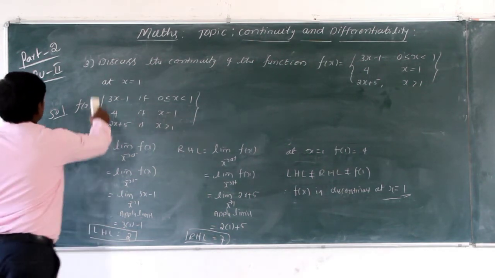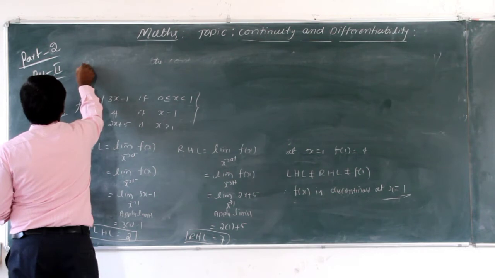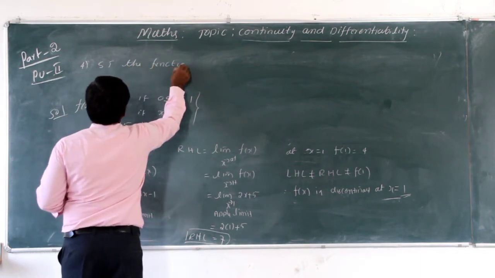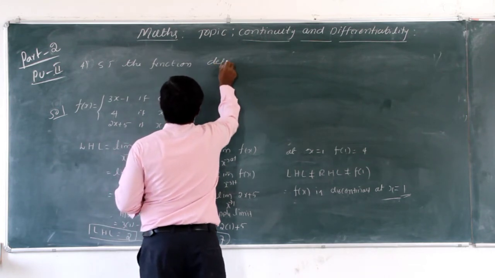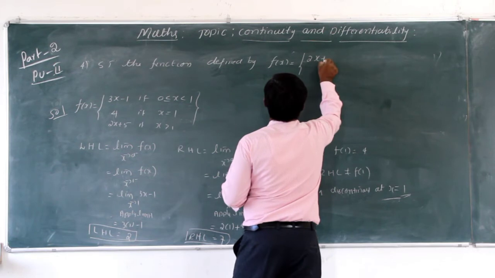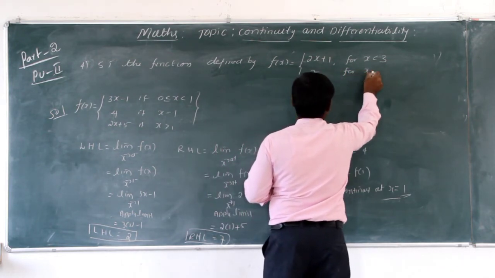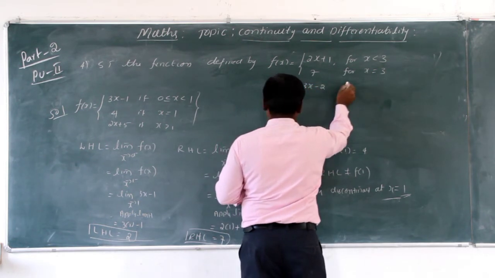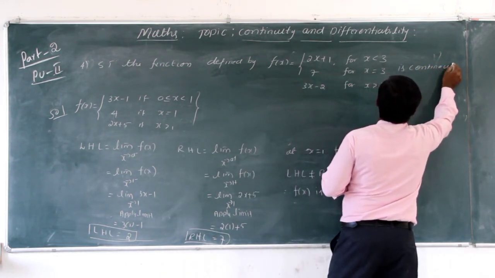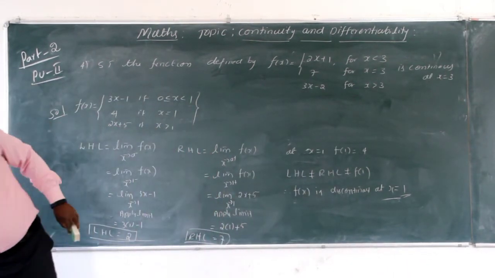So one more problem. Show that the function defined by f of x is equal to 2x plus 1 for x less than 3, 7 for x equal to 3, 3x minus 2 for x greater than 3, is continuous at x equal to 3.